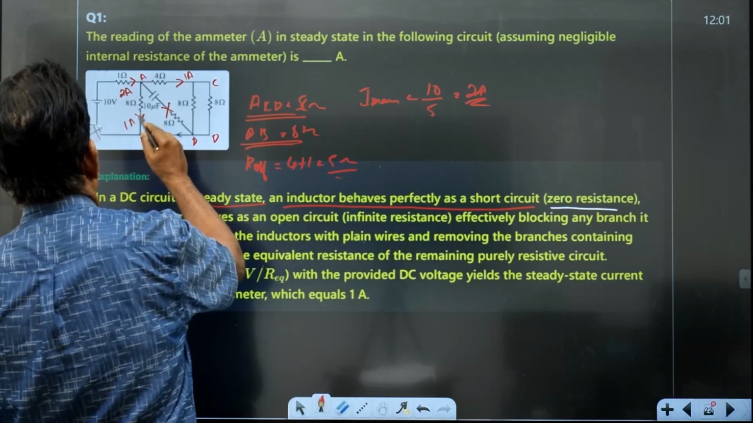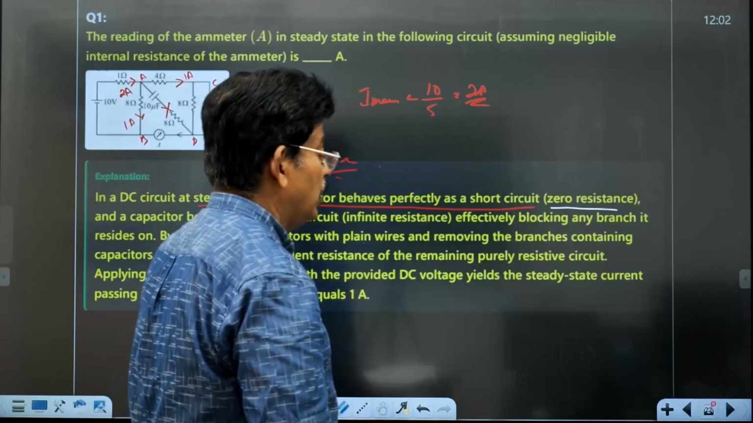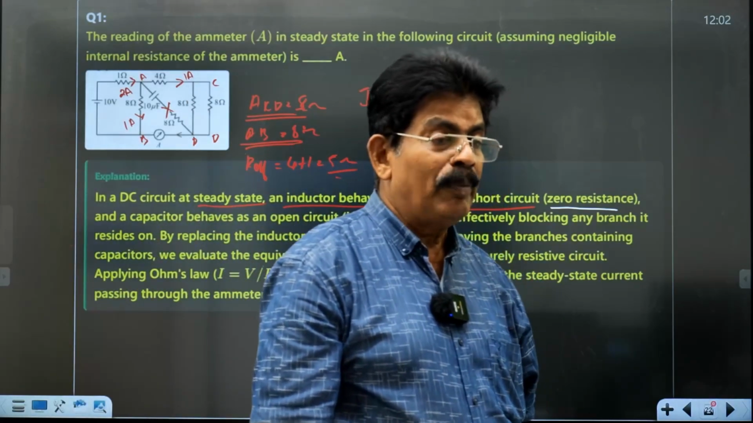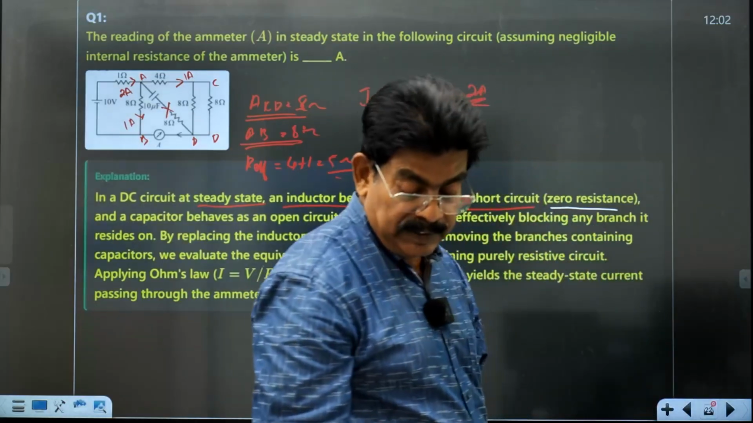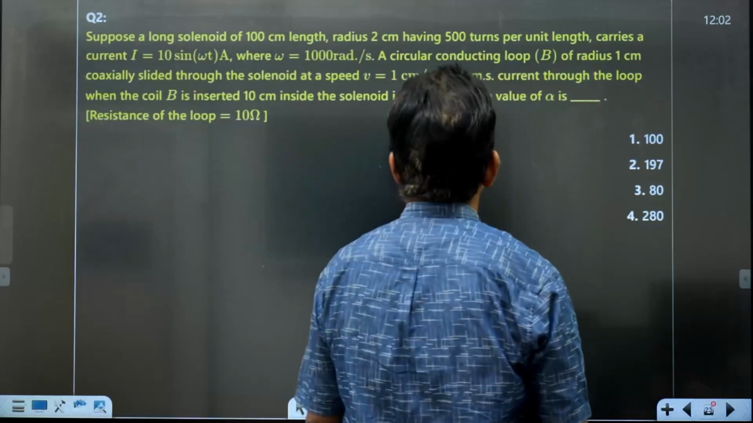The current coming through the ACD branch will also pass through the ammeter. So the current through the ammeter will be 1 ampere. So your answer is 1 ampere, option 1. We go to the next question.